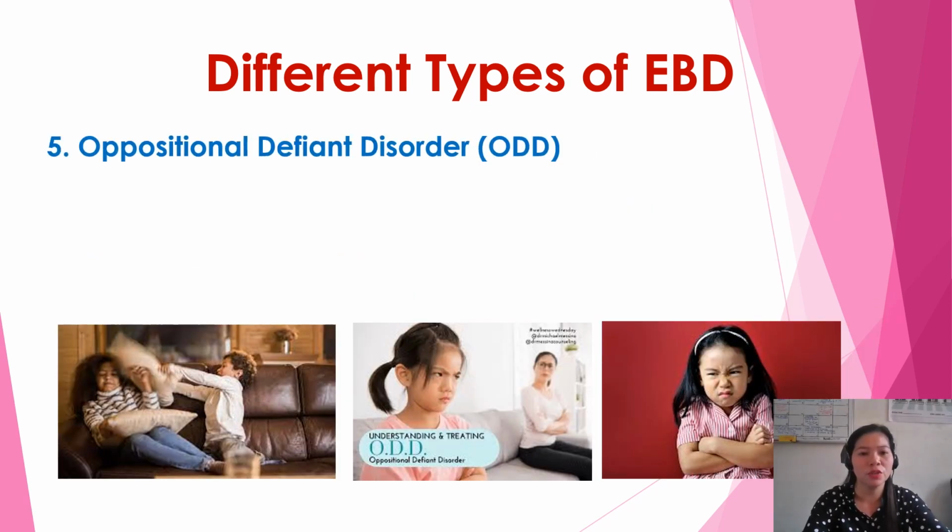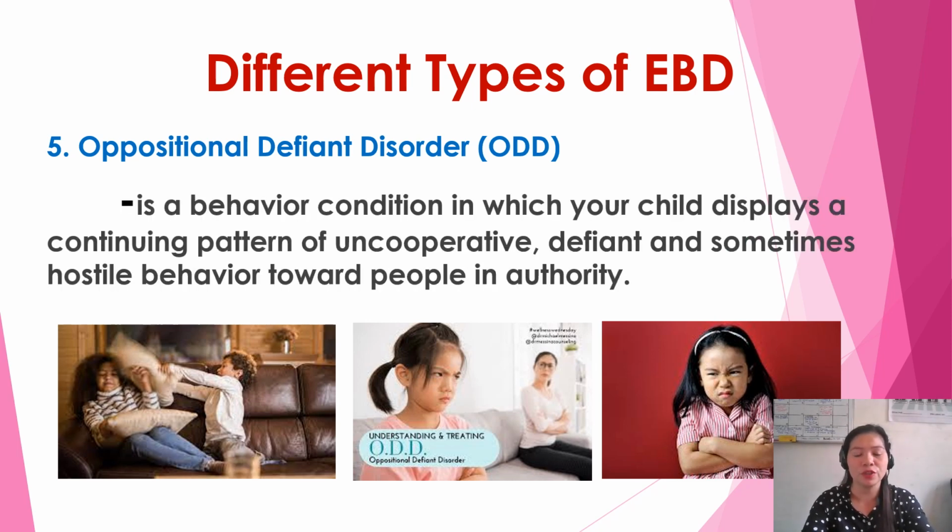Fifth is oppositional defiant disorder, or ODD. It is a behavior condition in which your child displays a continuing pattern of uncooperative, defiant, and sometimes hostile behavior toward people in authority. This behavior often disrupts your child's normal daily functioning, including relationships and activities within their family and at school.